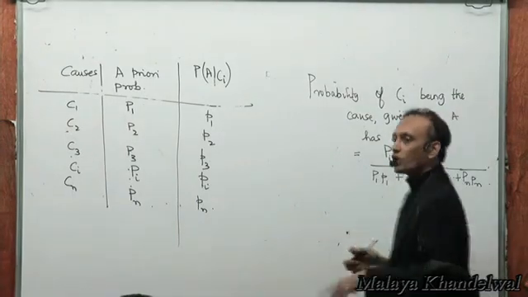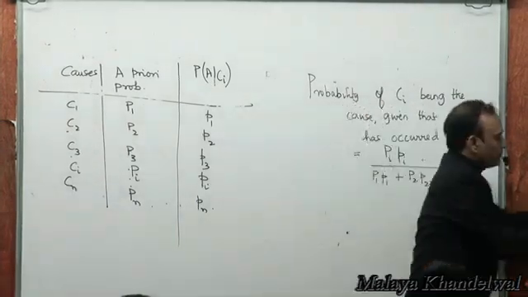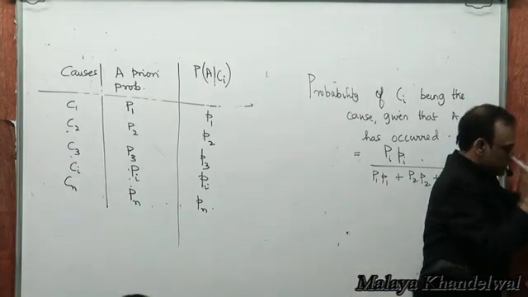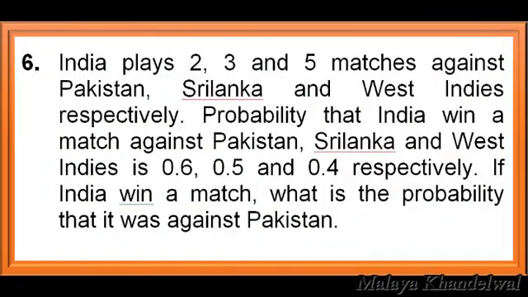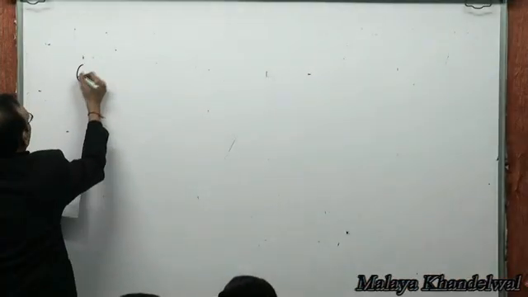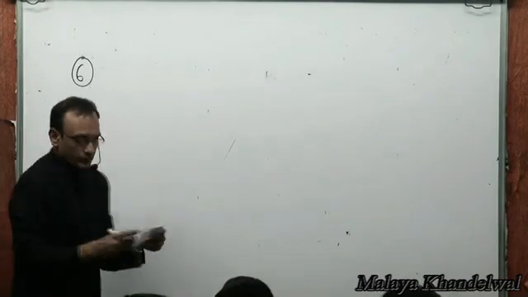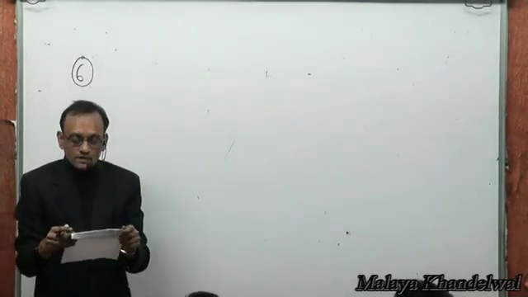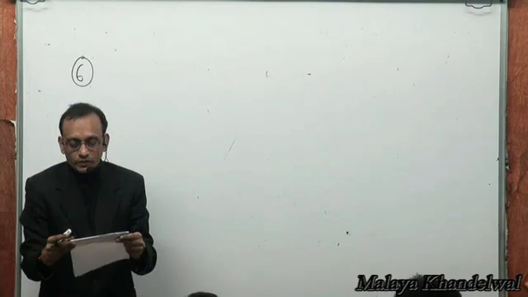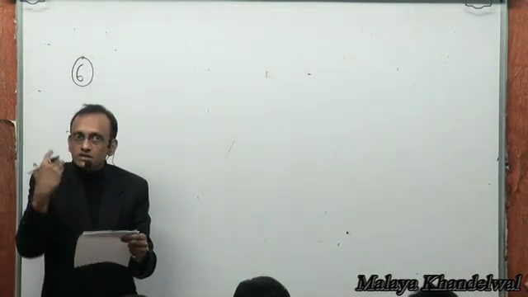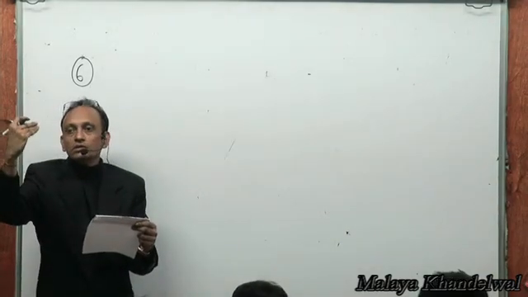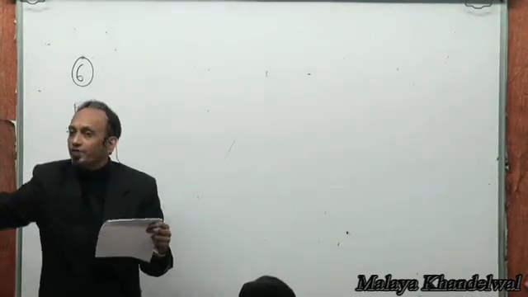Let me solve another problem for you. Let's take the sheet. But so far so good, right? Okay. Look at number 6, for example. So, India is playing Pakistan, Sri Lanka, and West Indies. These could be looked upon as causes. Causes of a win.